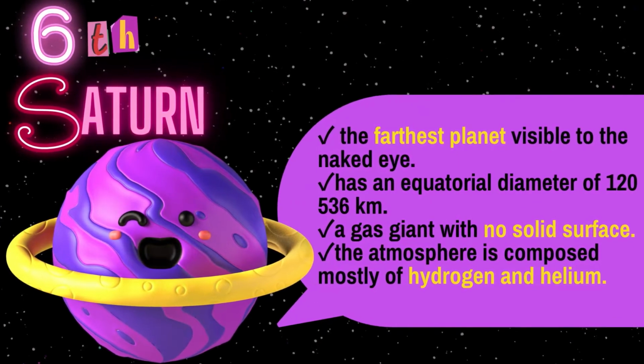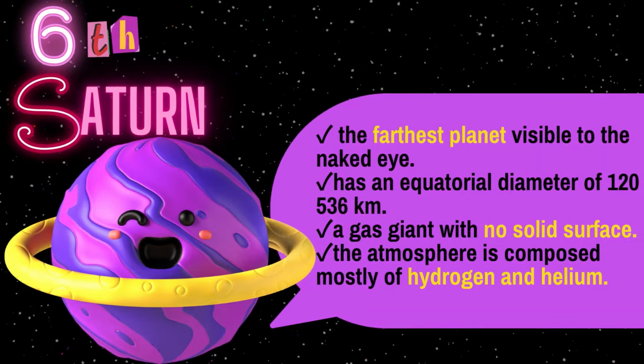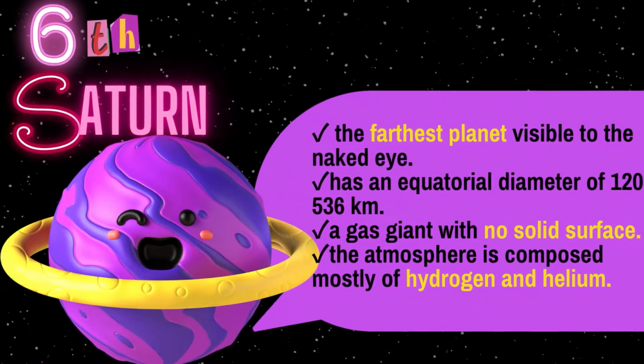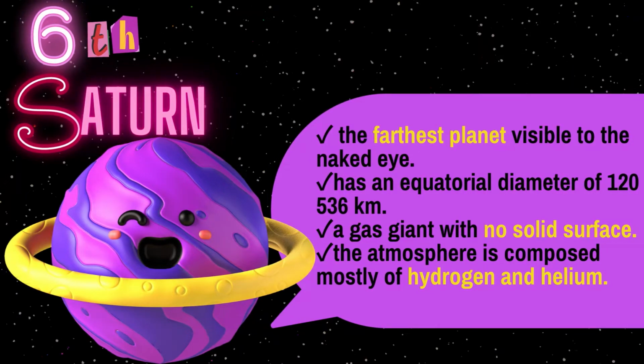Our sixth planet is Saturn, with an average distance of 1.4 billion kilometers. This is the farthest planet visible to our naked eye. It has an equatorial diameter of 120,536 kilometers and is a gas giant with no solid surface. The atmosphere is composed mostly of hydrogen and helium. Saturn is a cold planet with a temperature of negative 176 degrees Celsius at the top of its clouds. Oh, it's so cold.